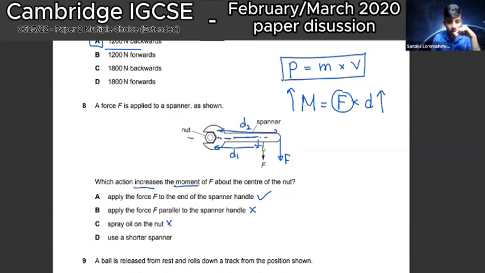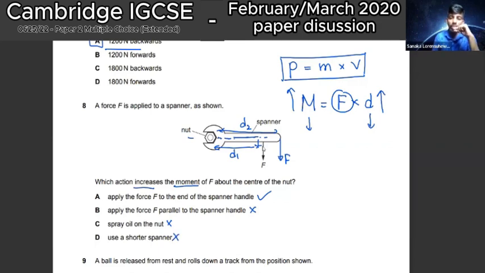And the last one, use a short eye spinner. Short eye spinner means the distance decreases. Distance decreases, it means the moment also decreases. We want to increase the moment. Therefore, this one is not the answer.